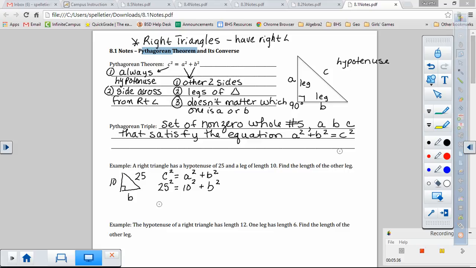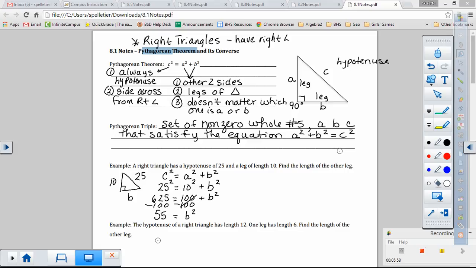So 25 times 25 is 625. 10 times 10 is 100 plus B squared. So again, I'm solving for B, so I need to subtract the 100 from both sides so that I can isolate the B squared. I need it by itself over here. 625 minus 100 is 525.